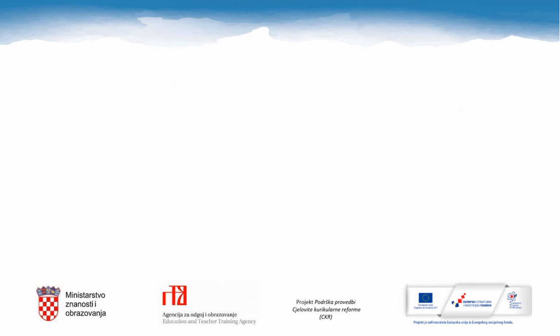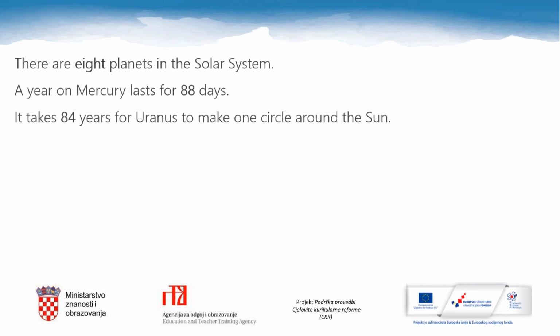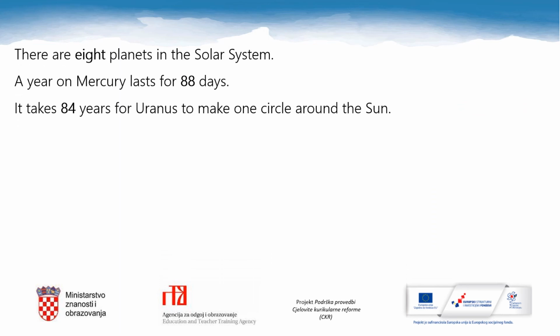I hope that you have enjoyed the game. Now let's take a look at 3 more sentences from today's lesson. There are 8 planets in the solar system. A year on Mercury lasts for 88 days. It takes 84 years for Uranus to make one circle around the Sun.